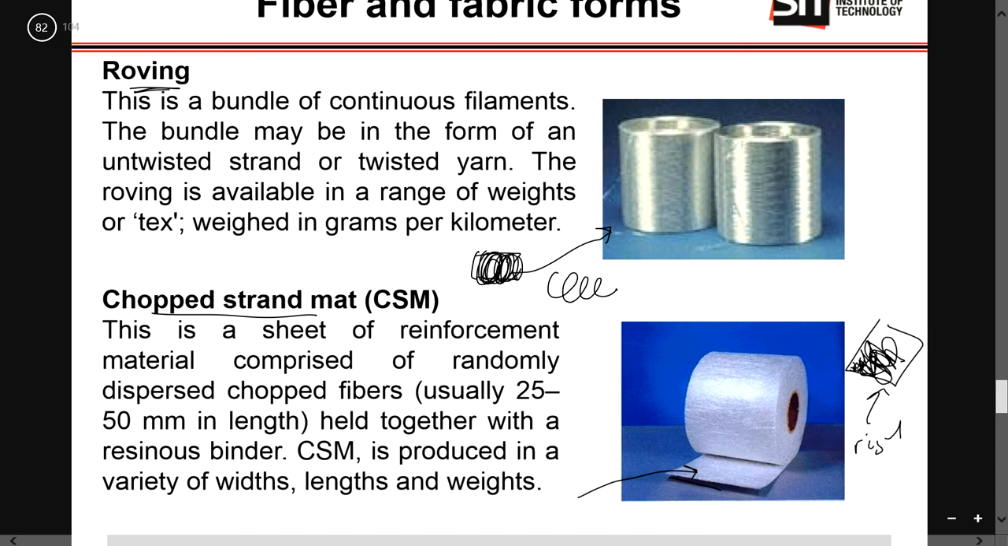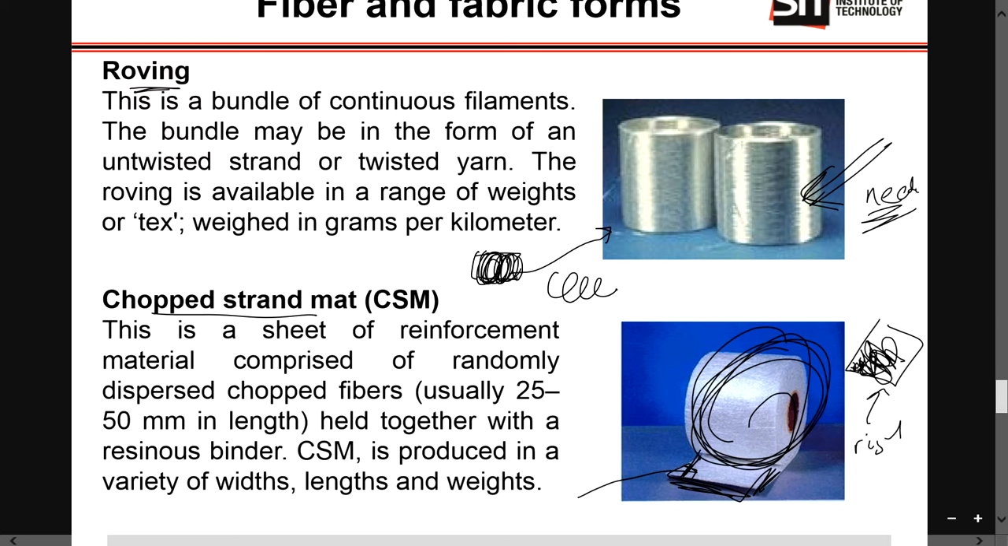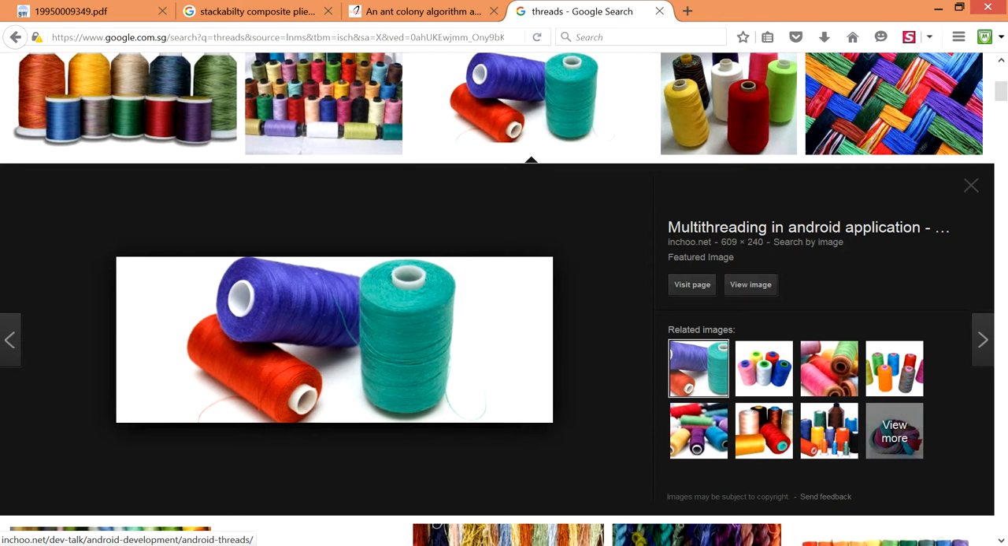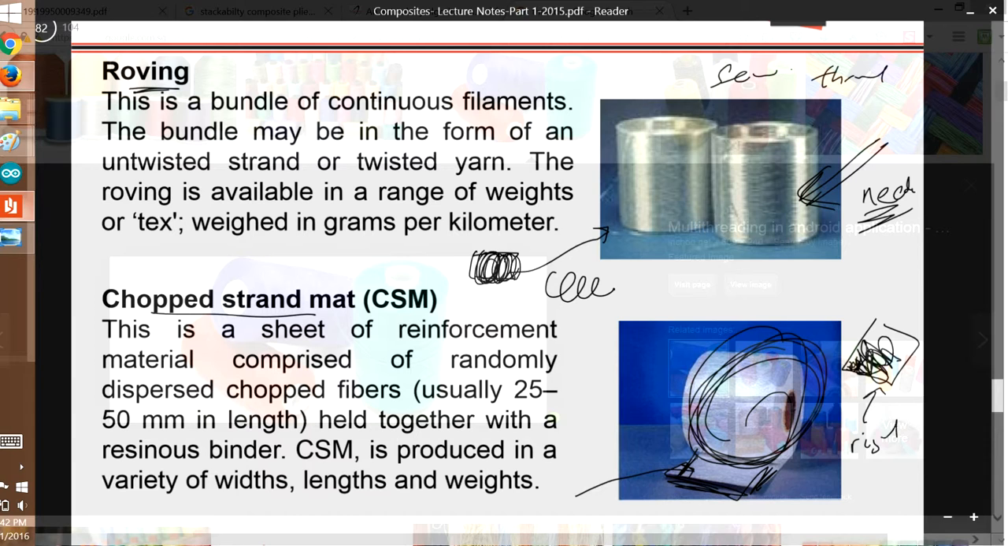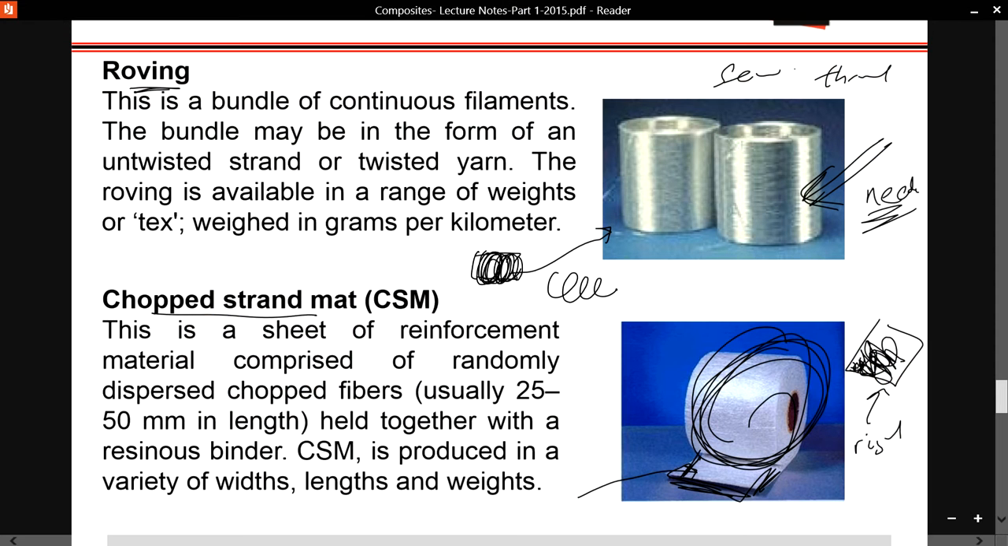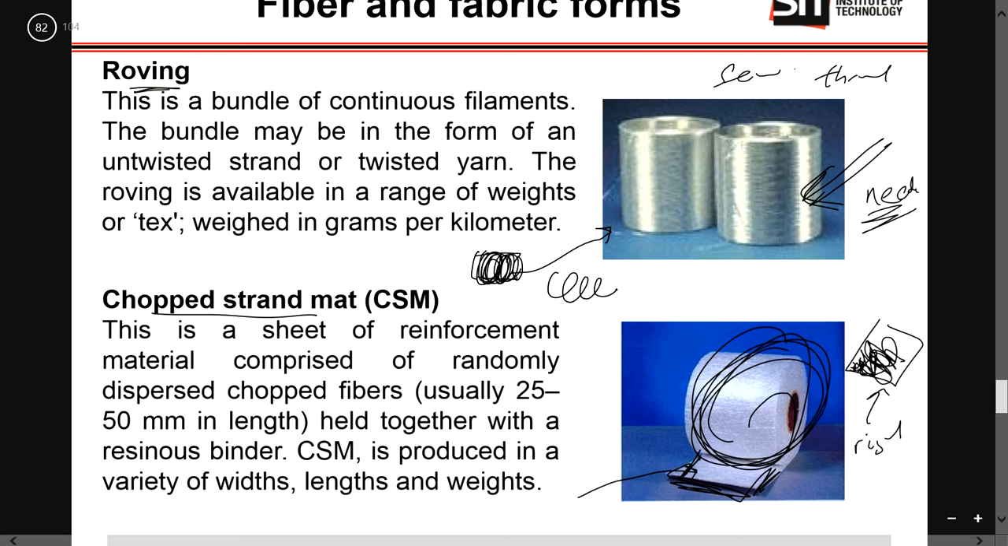In other words, this one is more like toilet paper, because this thing over here is your toilet paper. This thing over here is more like your 针线, the one that you use to sew your clothes. The threads, this type. So it's totally different from your toilet paper. Your toilet paper is one piece by one piece. The roving one is thread by thread.